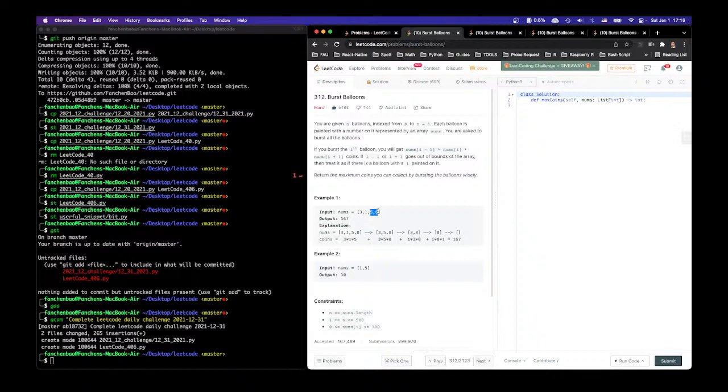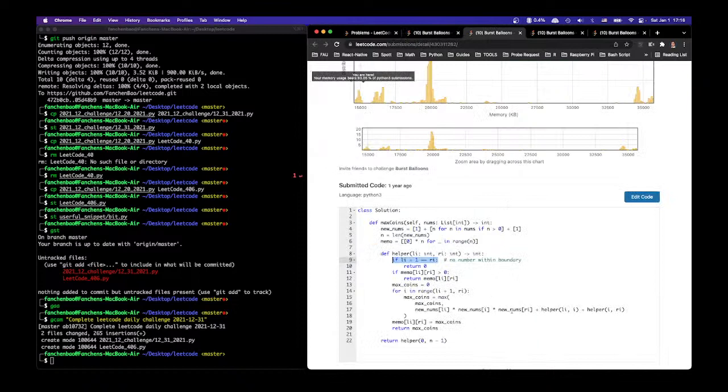Apparently that's not true, right? Hold on. Right? This is talking about I'm removing I, right? I is from this, so I does not touch right, does not touch left. So I remove I and I times the left times right. So this is the coins I can get by removing I.